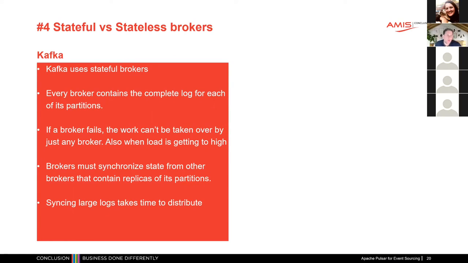Still on the topic of storage, right? If we look at the main difference between Kafka and Pulsar, it's stateful versus stateless brokers. Kafka is a stateful broker. So every broker contains the complete log for each of the partitions in the ideal world. If the broker fails and the logs are not completely synced with another broker, then that broker can't take over the work. Only brokers that are at the same sync level as the other one can take over.